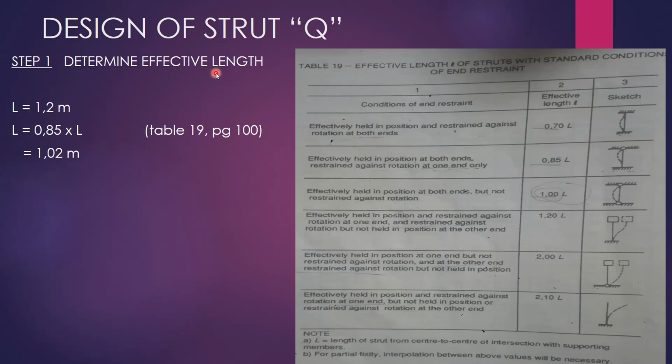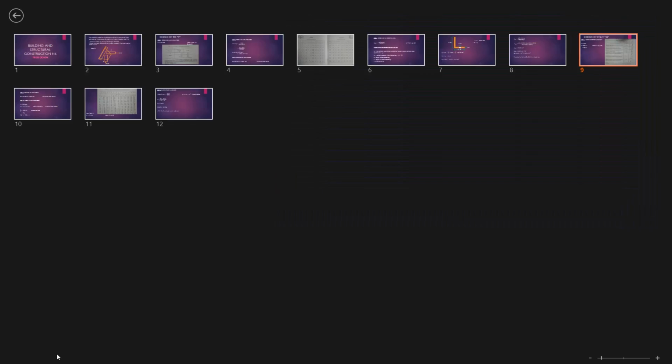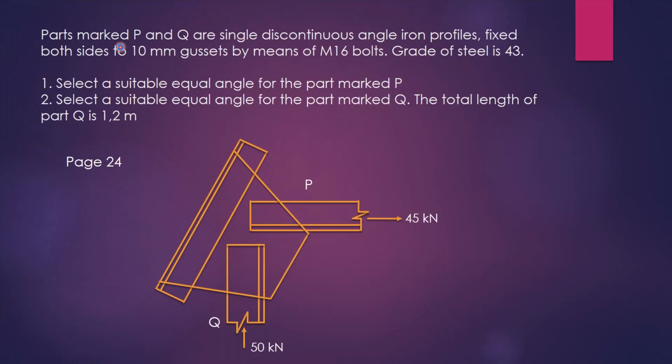So we want to determine the effective length. So how do we do that? We go to Table 19, which is on page 100 in your book. I've just extracted it here. Here's Table 19: effective length, L, of strut with standard condition of end restraints. Now I want us to go to our question very quickly. Now note this.